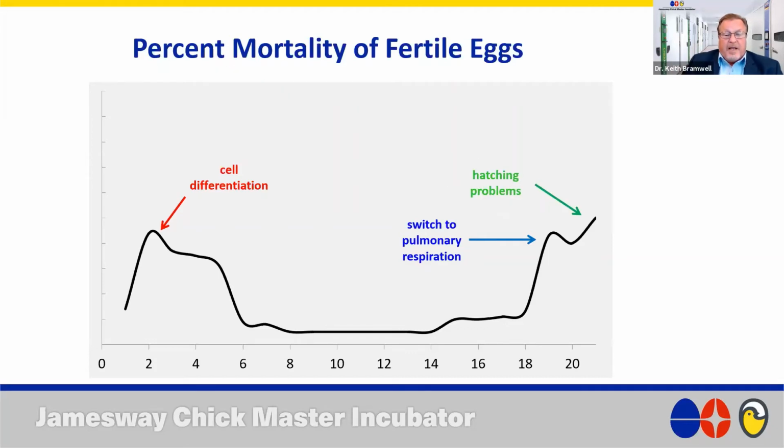And so then our last peak is just hatch problems, and there's a number of reasons we could have that, basic hatch problems. Upside down eggs, lack of turning, uneven heat, different things like that. But these are the 3 areas where we're going to see mortality even in perfect conditions.